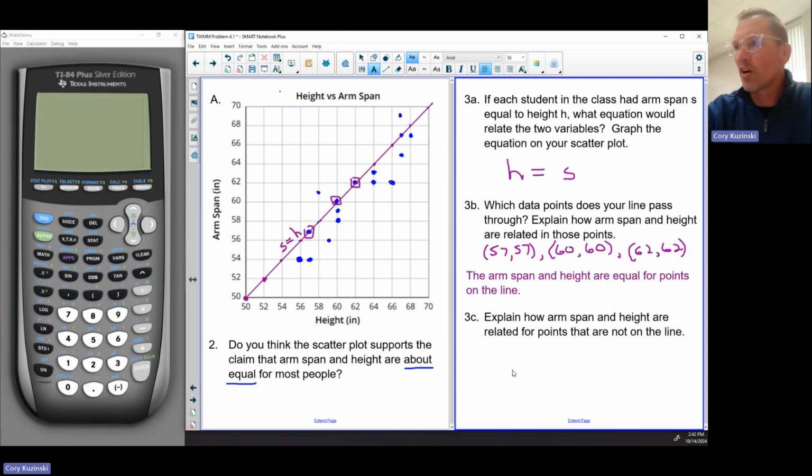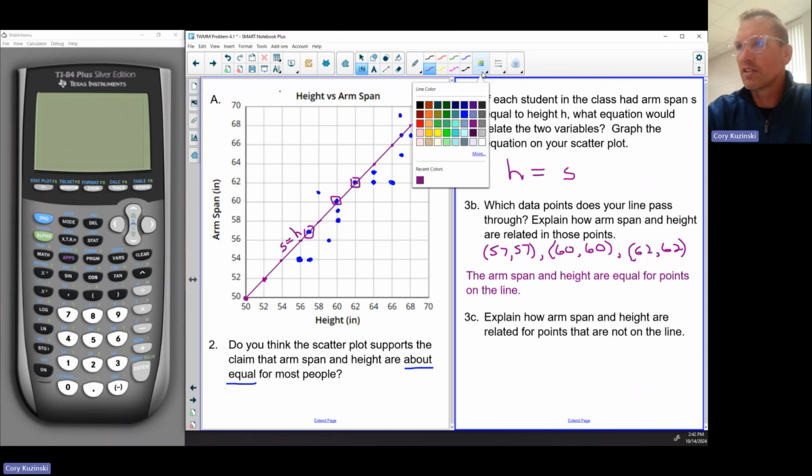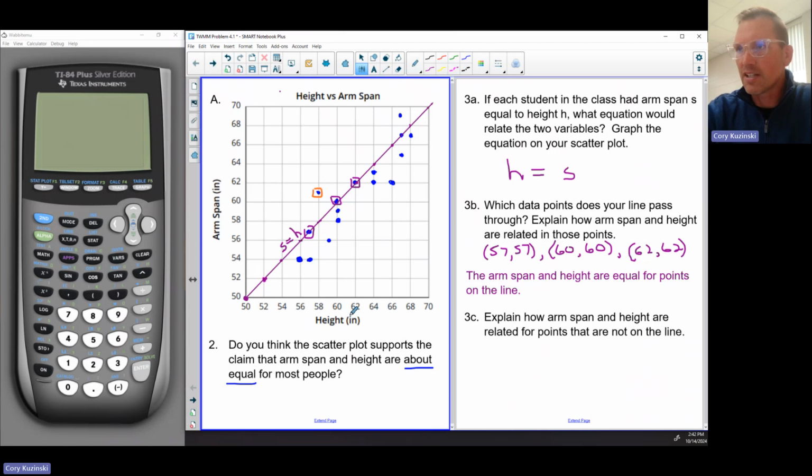Explain how arm span and height are related for points that are not on the line. So let's look at some other values here, like maybe this one here. That's 58, 61. And this one right here, which is 67, 69. So let's talk about those points here.